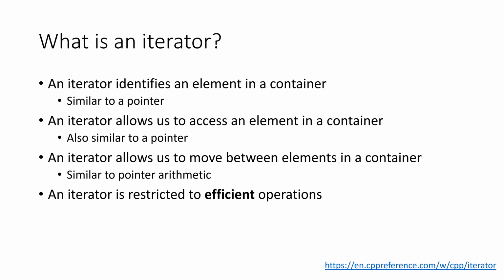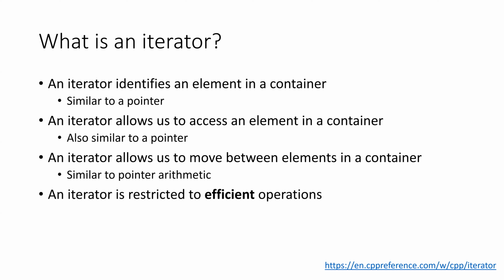Okay, so first thing I want to talk about: iterator. I already told you some of this. It's used to identify an element in a container, and it is a generalization, an abstraction of a pointer. It behaves like a pointer. It allows us to access an element in the container. It allows us to move between elements. So again, like a pointer, we could point at element 1, we could point at element 20.